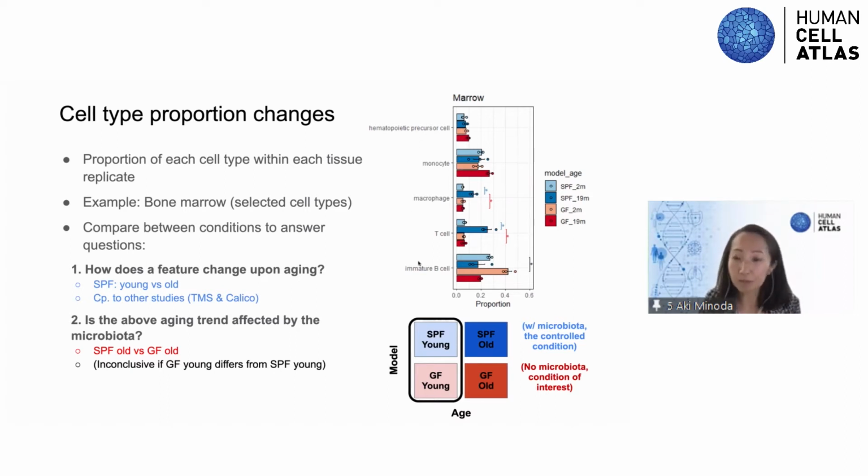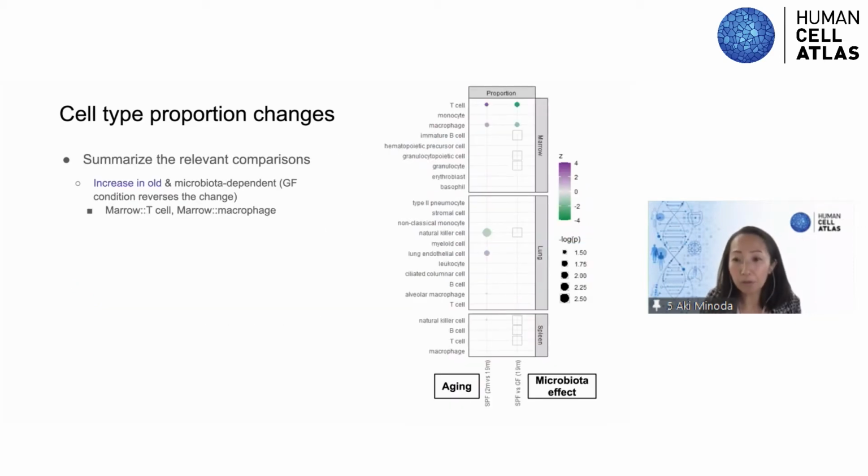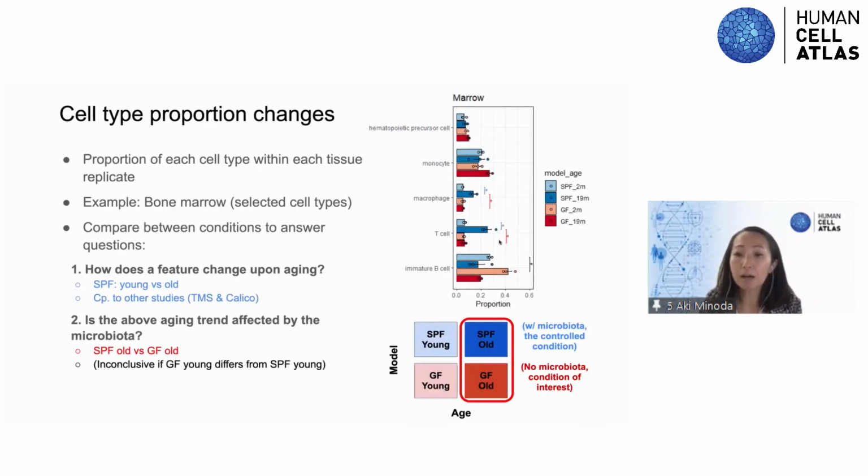You can see we just depicted some of the selected cell types. As you can see, there are some changes with some cell types that are more obvious. For example, the T cells: you see an increase in T cells with old mice, but that increase is actually not observed in the germ-free old mice, suggesting at least that the microbiota is driving this increase in the T cells with age. So we do all of these comparisons systematically.